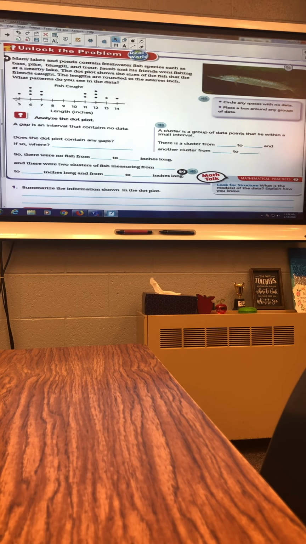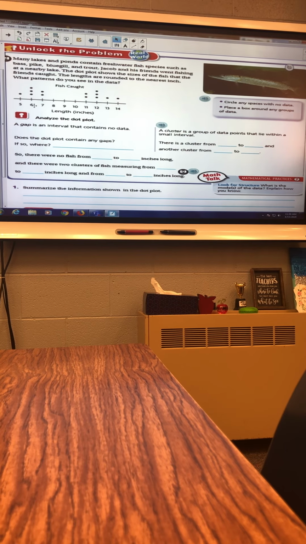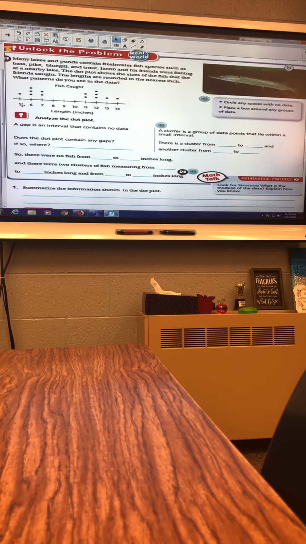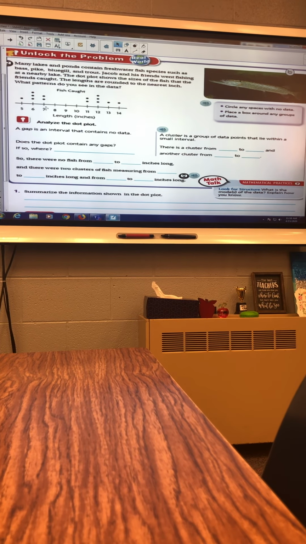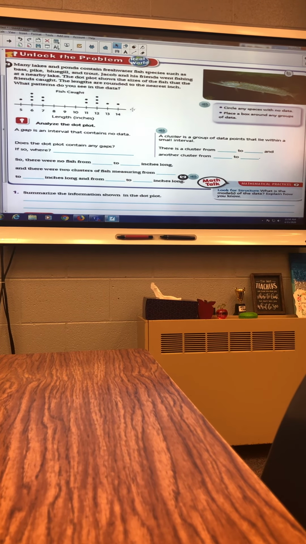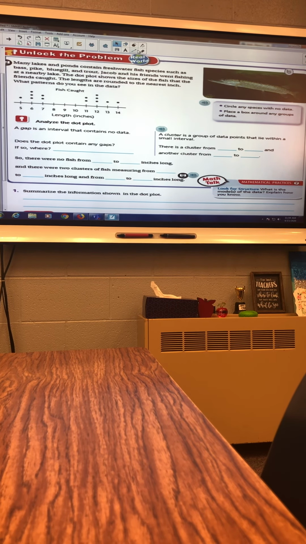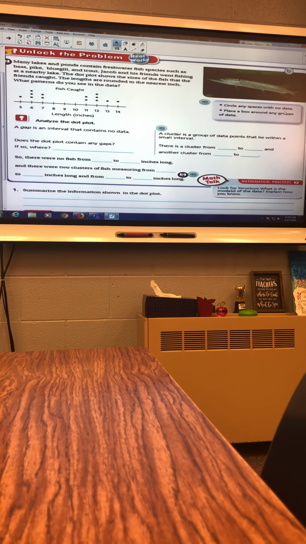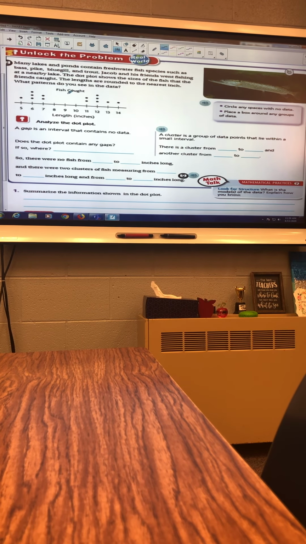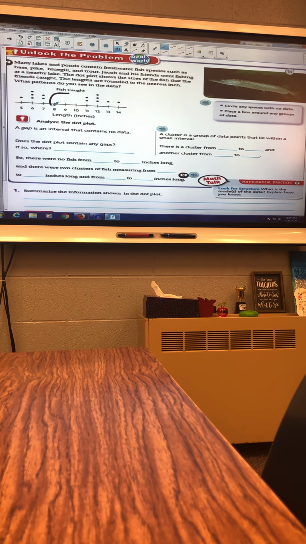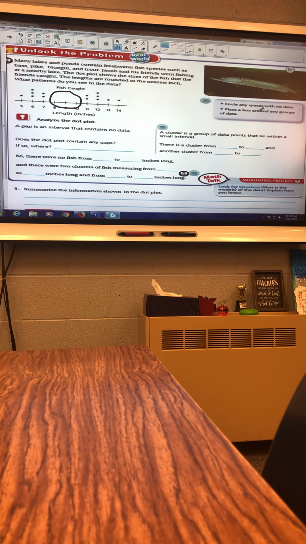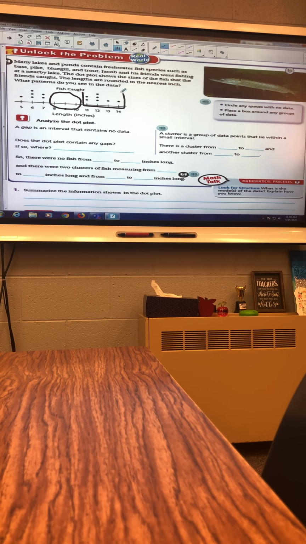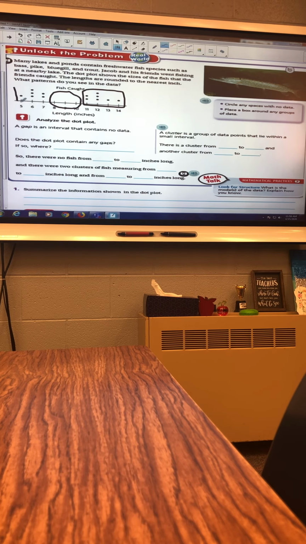So what this is saying is there was one fish that was 5 inches long, 3 fish that were 6 inches long, 2 fish that were 7 inches long, so on and so forth, okay? So over here it says circle any spaces with no data. As we can see, these spaces have no data. And then place a box around any groups of data. So there's a grouping here, and there's a grouping here.